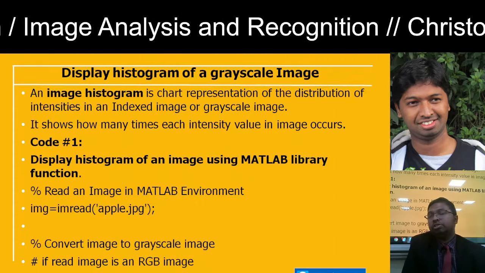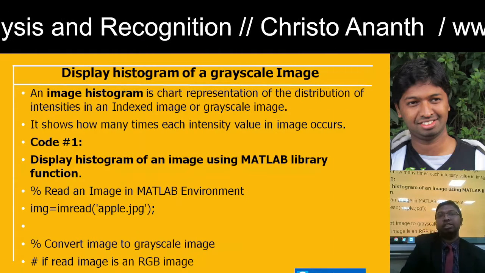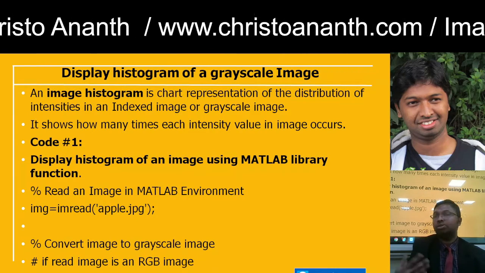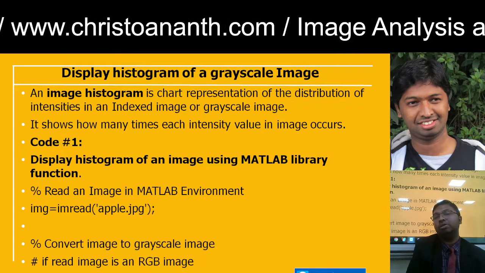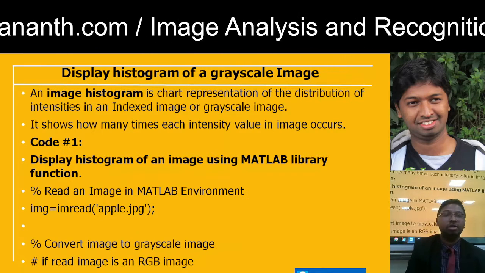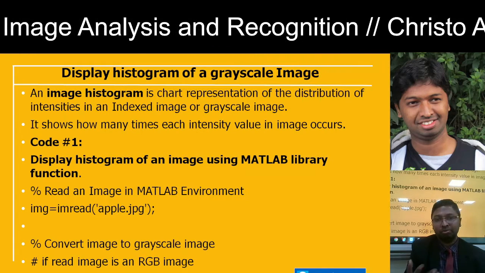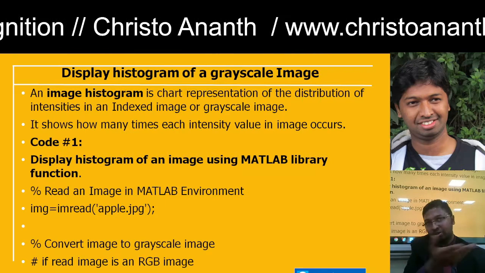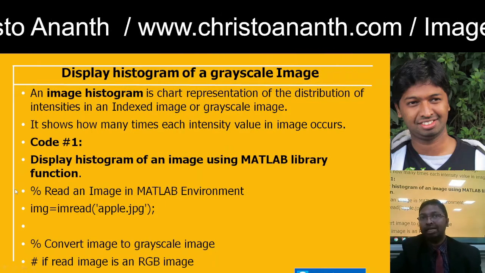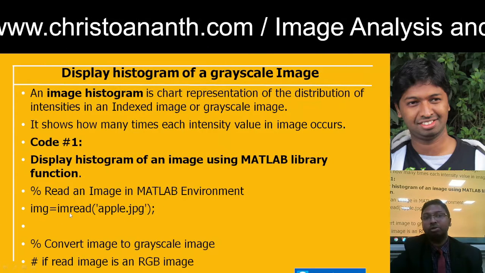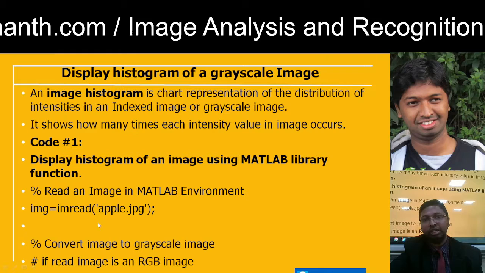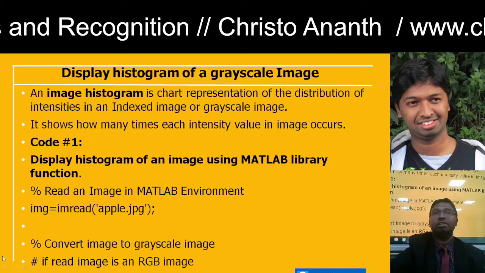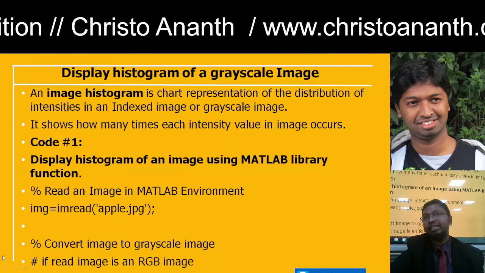The image histogram is a chart representation of the distribution of intensities in an indexed image or a grayscale image, showing how many times each intensity value occurs in the image. Then we have a code to display the histogram of an image using the MATLAB library function. First you have to read the image in the MATLAB environment: img is equal to imread apple.jpg. You access the image called apple, and you have to convert this image to a grayscale image.